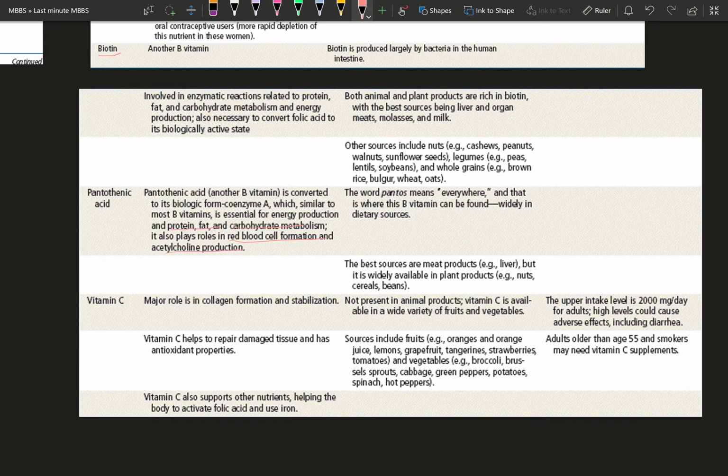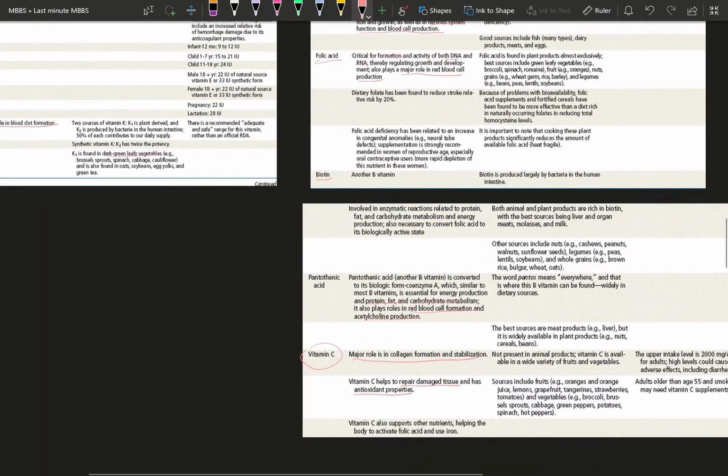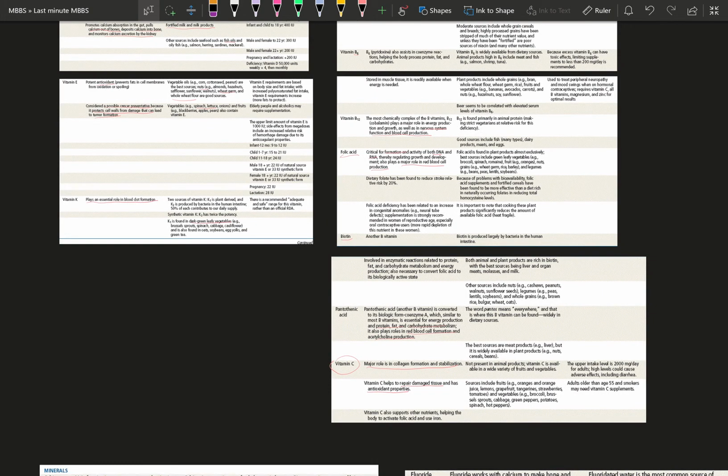So vitamin C is very important. You can get it from all your citrus fruits like orange, mosambi, lemon and so on. It has a major role in collagen formation and stabilization. More than that, it has antioxidant properties like vitamin E. It helps to repair damaged tissue, and it plays a very important role in immunity. So that would be about your vitamins. That would be about all your essential vitamins: your A, D, E, K, your B complex, your folic acid, your biotin, vitamin C. All those are the vitamins which you need to know about.